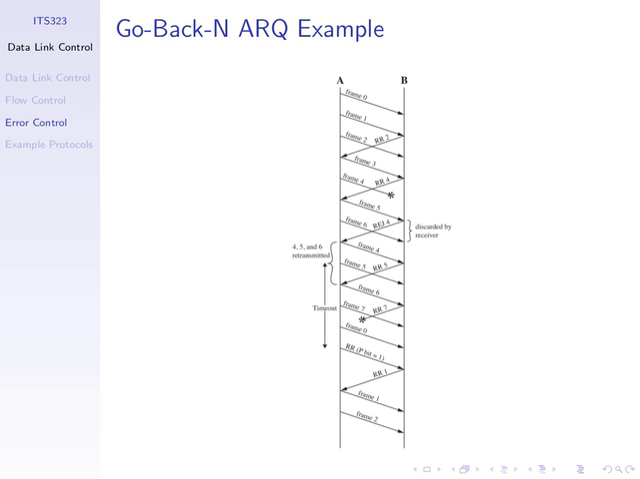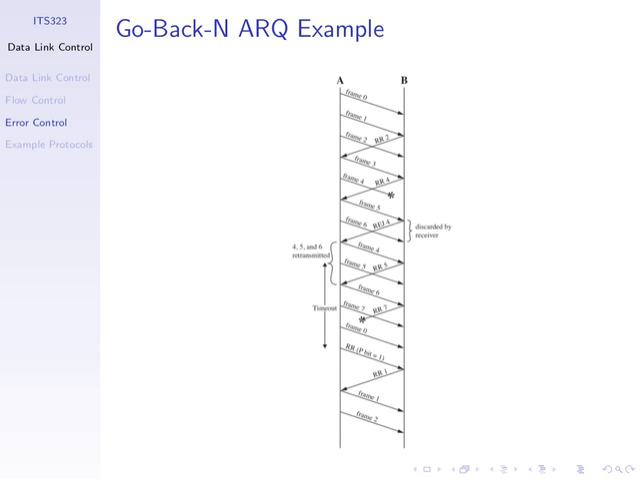Go back N. If the destination detects an error, and one way to detect an error is if we receive frames out of order, receive 0, 1, 2, 3, 5, that's an error. I'm missing frame 4. If we detect this, send a reject message or a negative ACK saying I'm still expecting frame 4. When A receives this reject message, it will go back and retransmit frame 4 and all the frames sent since 4, which is 5 and 6 in this example. So that's go back N. Go back and retransmit N frames.